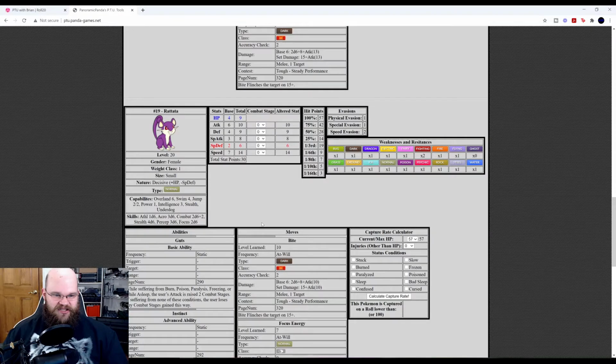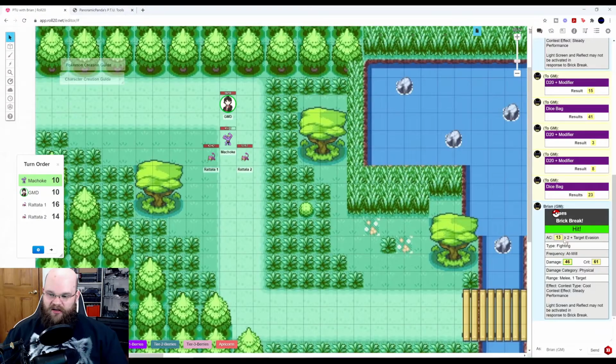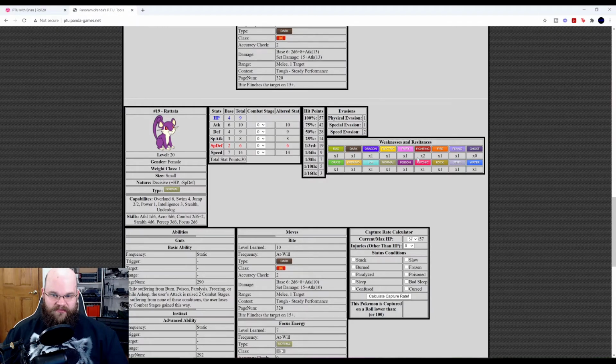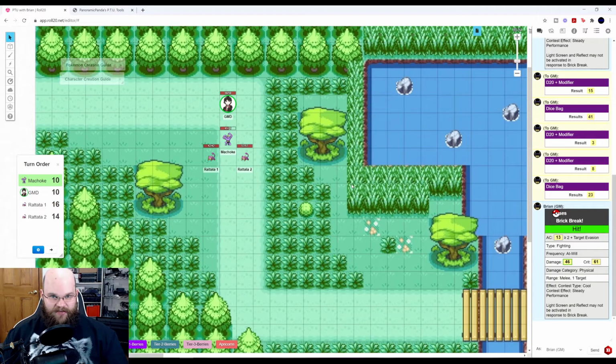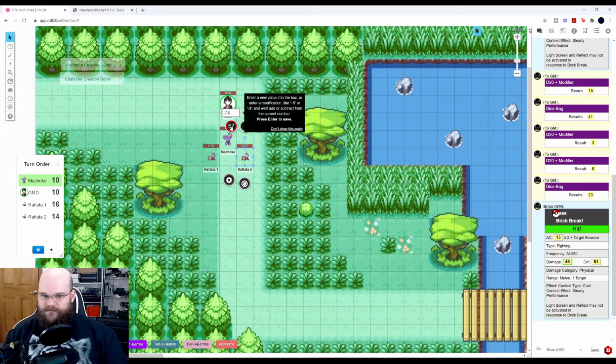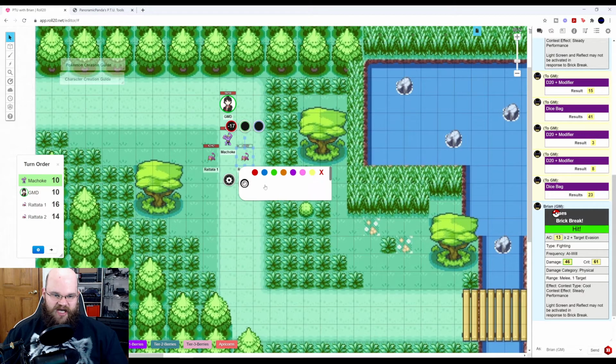So let's look at Rattata 2's defense. Rattata 2 has a defense of 9, minus 46, that's 37 fighting damage. Now we look at fighting type. It takes double damage, so 37 times 2 is 74. So he one-shot this Rattata 2.